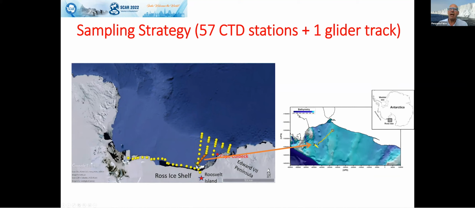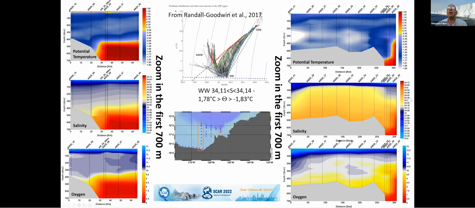We also deployed the glider. The orange dot represents the glider track. We deployed it for 8 days, and here you can see a zoom in of the track. So the water mass we were looking for is the winter water formed in the Amundsen Sea, characterized by values of temperature and salinity in the range indicated here in the slide.